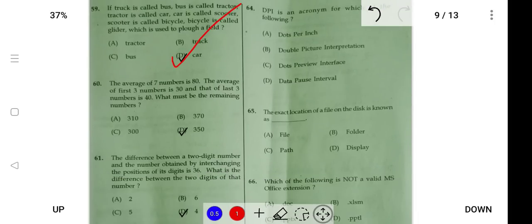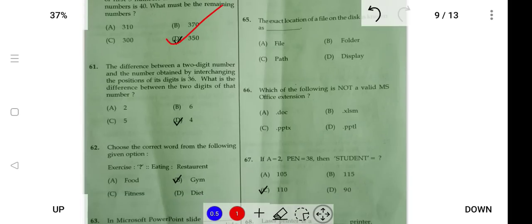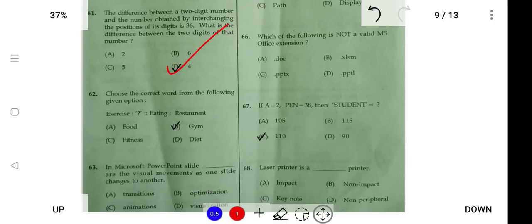The average of 7 numbers is 80, the average of the first 3 numbers is 30, and the last 3 is 40. What must be the remaining number? It is 350. The difference between a 2-digit number and the number obtained by interchanging the position of the digits is 36. What is the difference between the 2 digits in the number? So it is 4. Choose the correct option from the given options. So the answer is Jim.